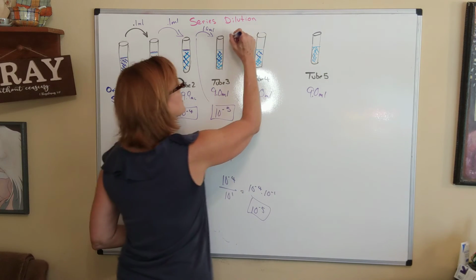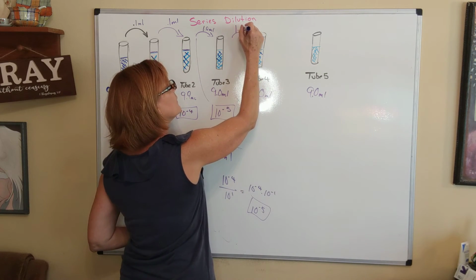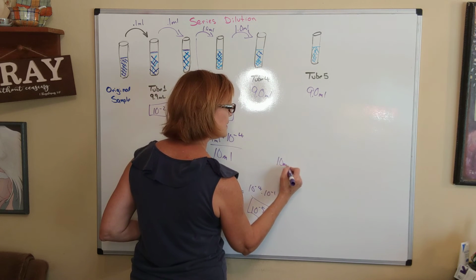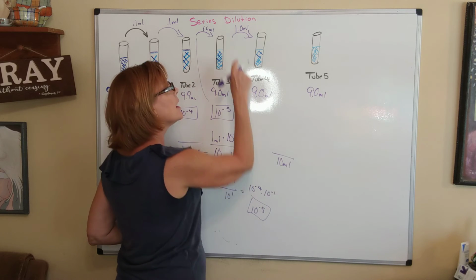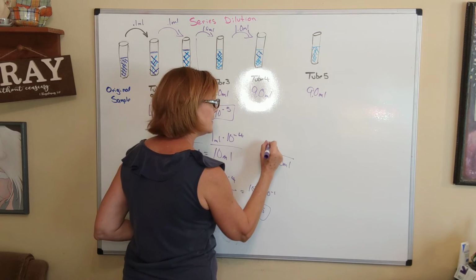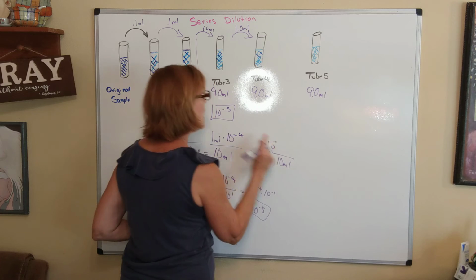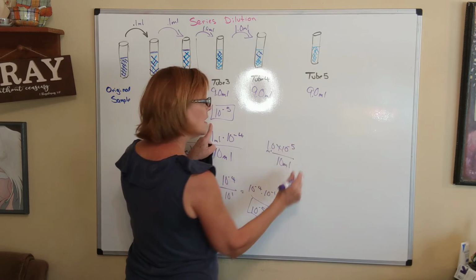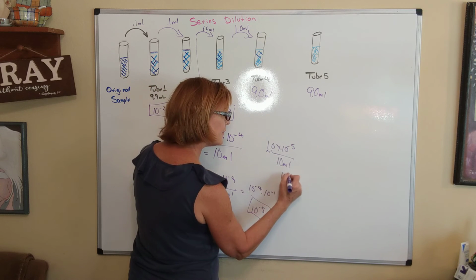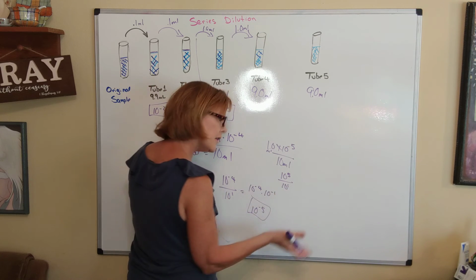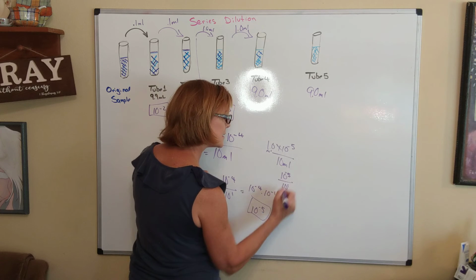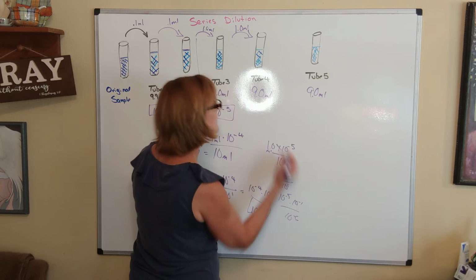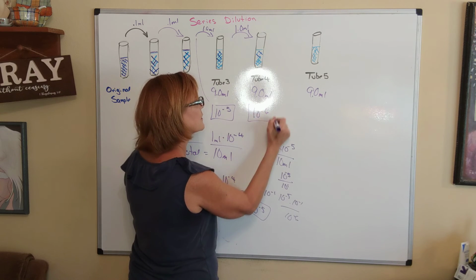For test tube 4, they add 1 milliliter. 1 plus 9, the total, again, is going to be 10 milliliters. It's 1 milliliter of what? Of test tube 3 is what they added, 1 times 10 to the negative 5. So we've got 10 to the negative 5 over 10 to the 1. If you bring him upstairs, that's going to be 10 to the negative 5 times 10 to the negative 1, or 10 to the negative 6. That's how they get this diluent factor.